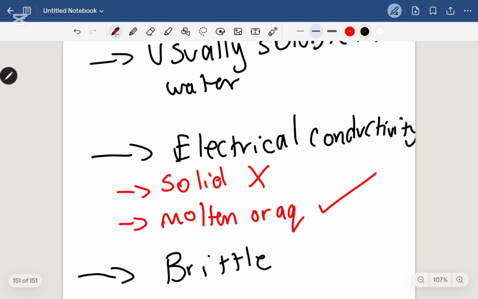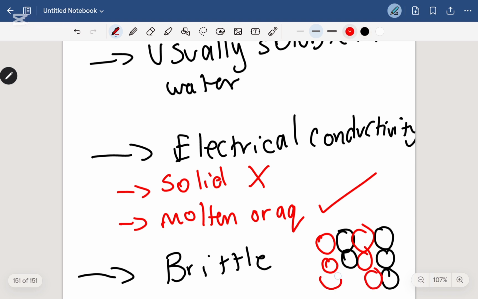We have two ions. Let me just make something small. So 1, 2, 3, and 4. Let's say something like this. Then we have something again. 1, 2, 3, and 4. And it will go on like this. So this is what is forming the ionic crystal.